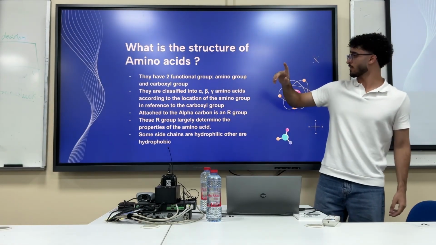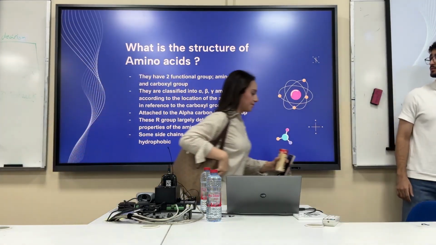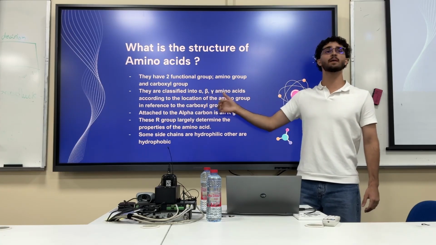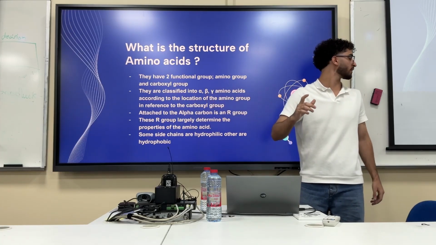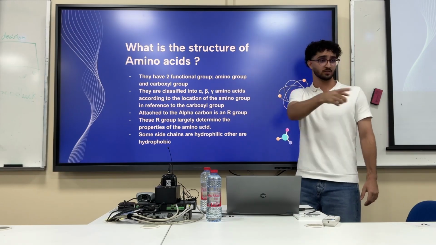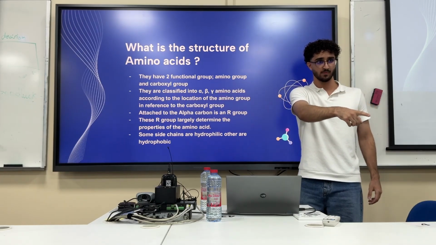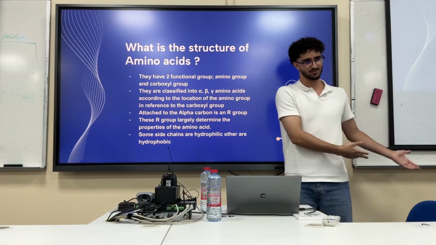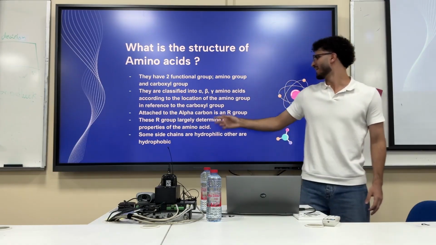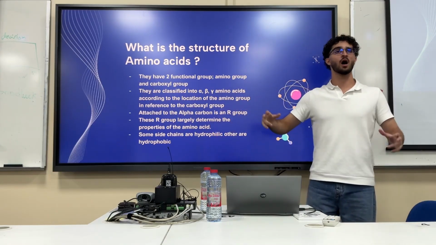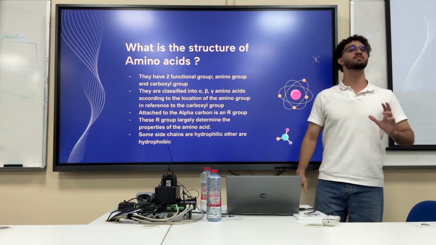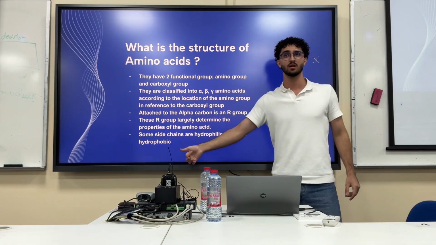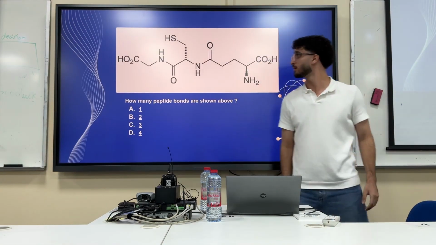Amino acids are classified as either alpha, beta, or gamma amino acids. How are they classified? It's the position of the carbon, the relation of the amino group with the carboxyl group. Attached to the alpha carbon is the R group. R groups largely determine the function of the amino acid. They can either be hydrophilic or hydrophobic. تمام؟ هاي شرحناها. يلا يا اخوان.